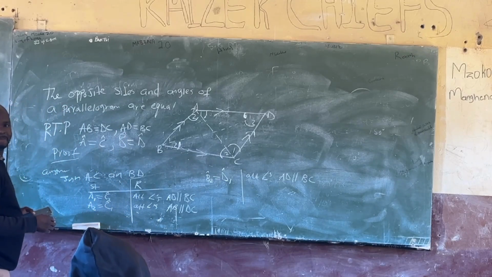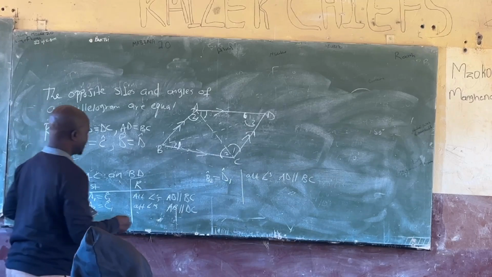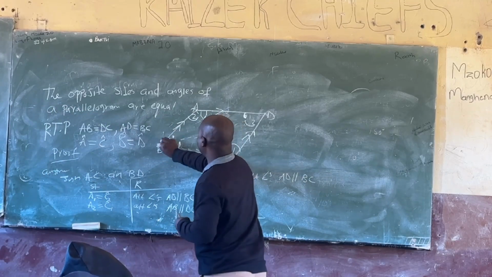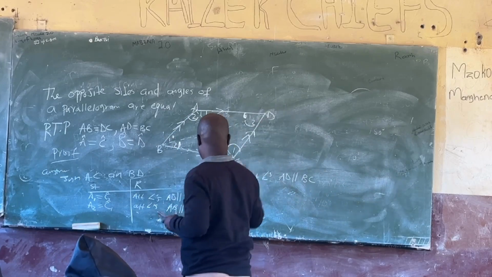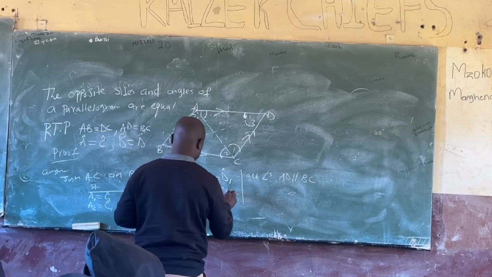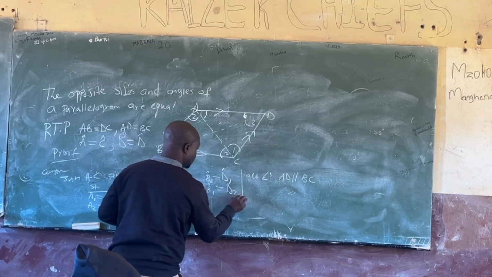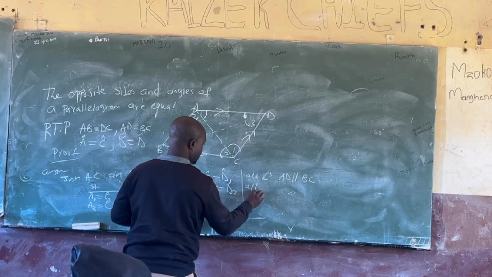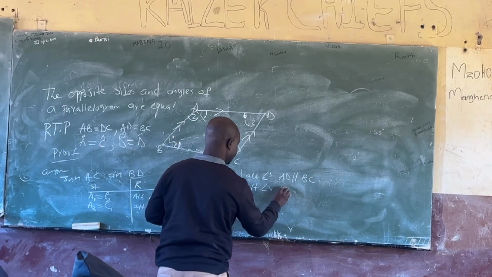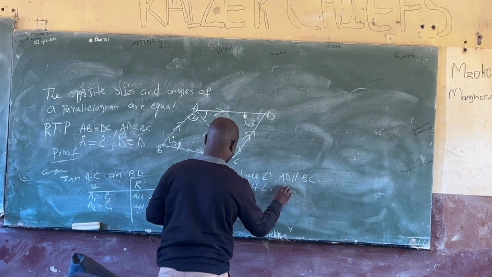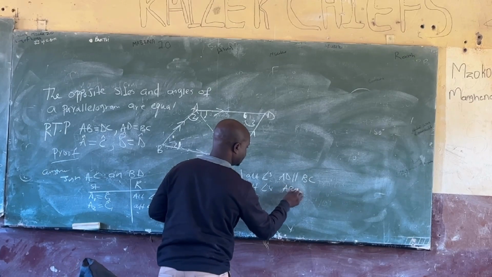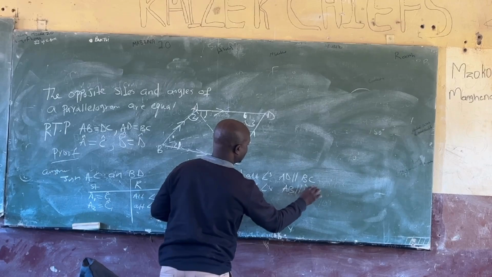Another one. Angle B1 is equal to angle D2. Alternate angles. And which sides are you focusing on? AB. AB is parallel to what? DC.